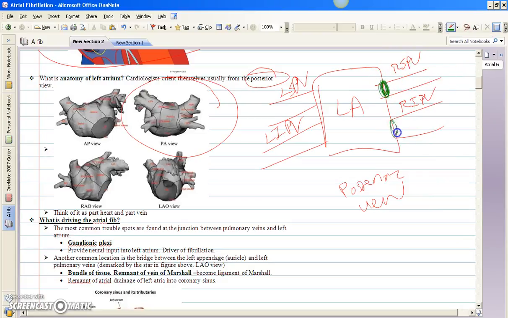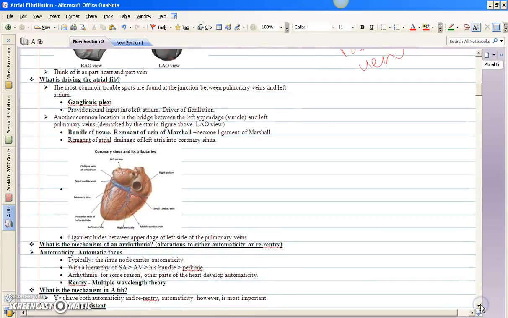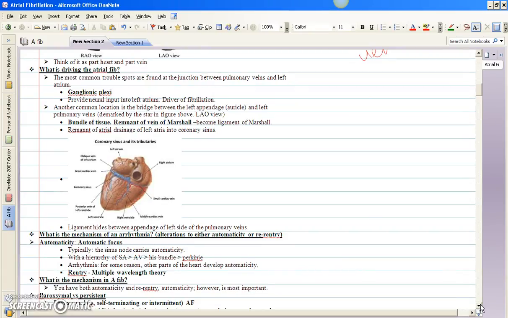Right at this junction is most commonly the site of these drivers, or the foci, or the GPs, whatever you want to call them. And again, just to drive home the point, this is the region where we get electrical conductance. So just to reiterate, what is driving atrial fibrillation? Most commonly, it's found at the junction between pulmonary veins and the left atrium.